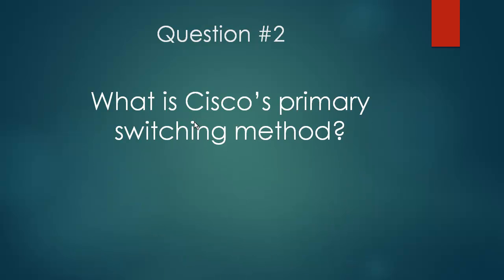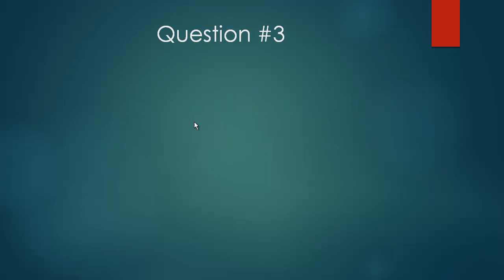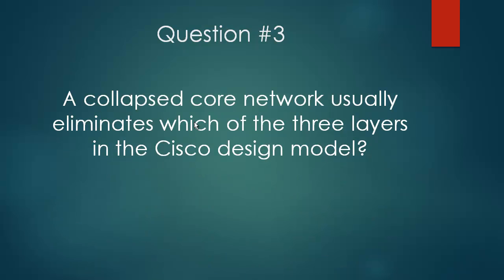All right, question 2. What is Cisco's primary switching method? We only talked about 2. All right, hopefully you said store and forward. All right, a collapsed core network usually eliminates which of the 3 layers in the Cisco design model? So remember, in the regular design, there are 3 layers: core, distribution, and access. Which one of those is eliminated in a collapsed core design? All right, hopefully you said distribution layer.